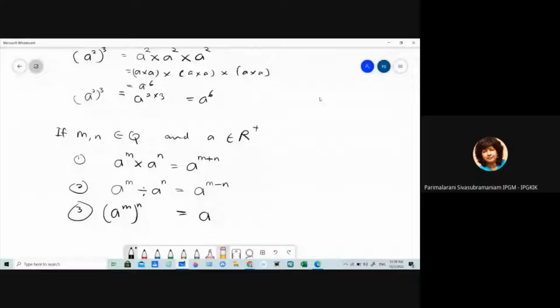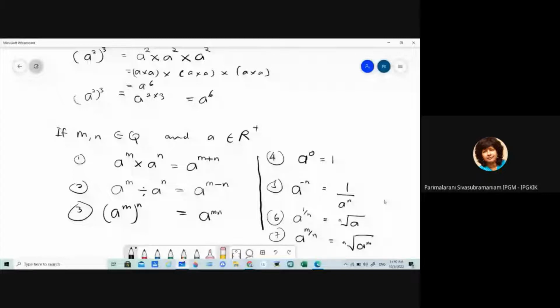There are a few others. The fourth law that you have to know is that a to the power of 0 is 1, so anything to the power of 0 is 1. a to the power of negative n is 1 over a to the power of n. a to the power of 1 over n is the nth root of a. And finally, a to the power of m over n is the nth root of a, to the power of m, or you can write it as the nth root of a to the power of m, the whole thing.